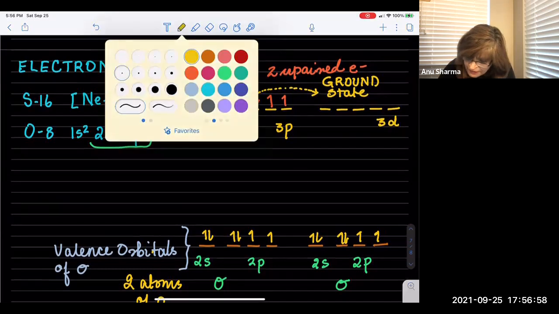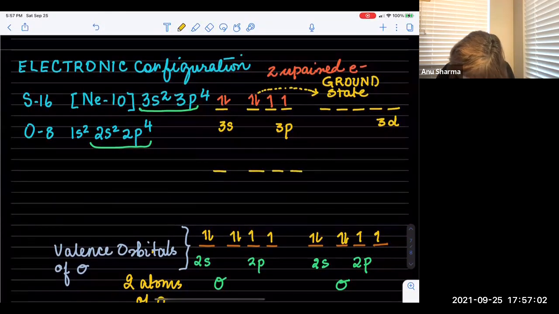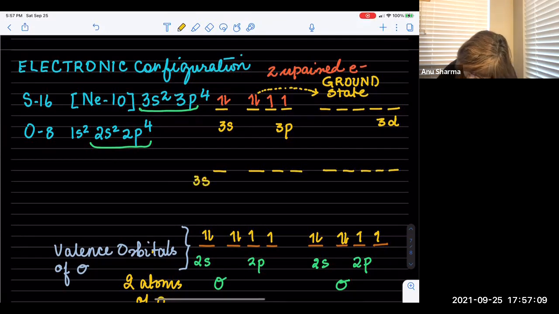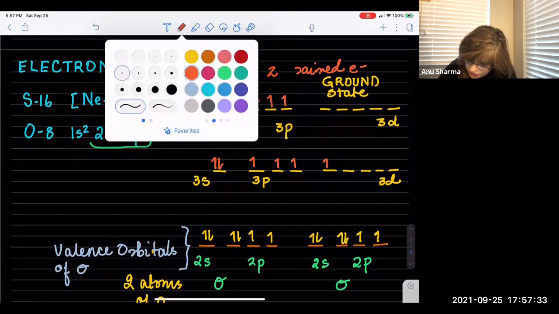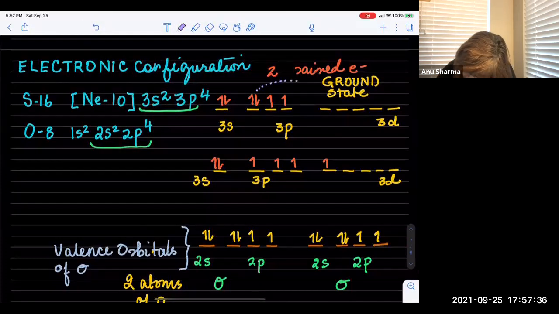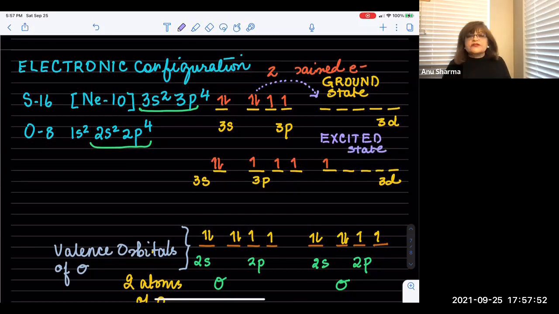But once they jump, what happens then? Then the 3D comes into play. So 3S will have two electrons, but 3P will have three electrons because one of the electrons jumped from 3P. In the ground state, you don't see that, obviously. But in the excited state, this internal jumping happens. So this is the excited state. In the excited state, we see the D orbitals also come into play.